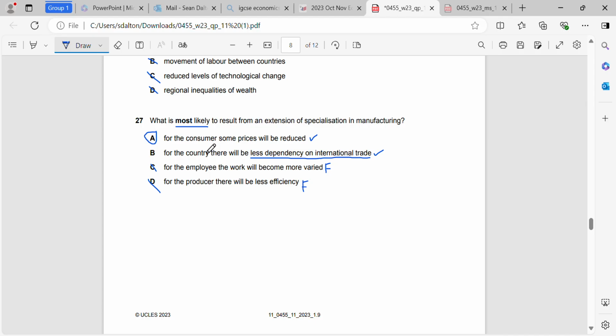It depends on the types of goods and services that we're talking about. But the prices for the consumer will be reduced because specialization will reduce the cost of production. So that one is most likely to happen. The less dependency on international trade could happen, but it also could not happen if we need access to different raw materials that have to be imported.